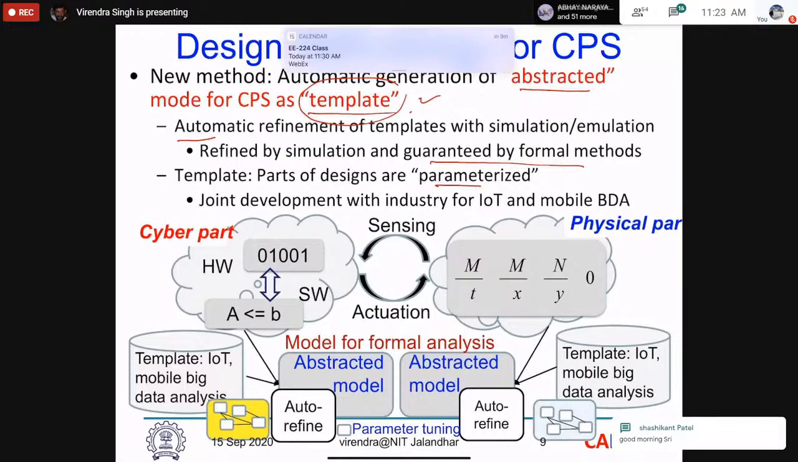But then to improve that, invariably industry is using emulation techniques.